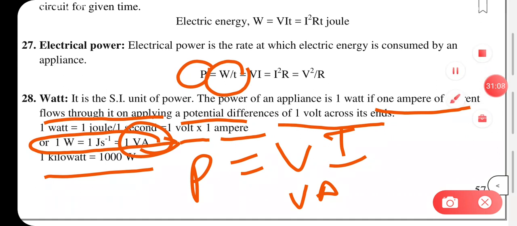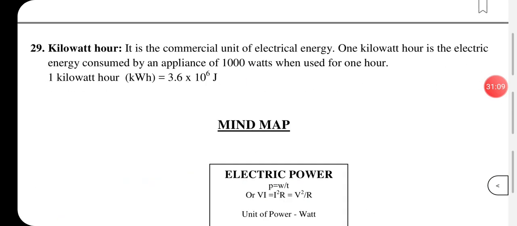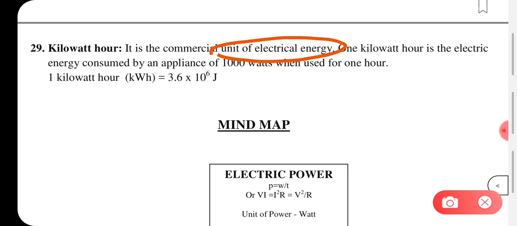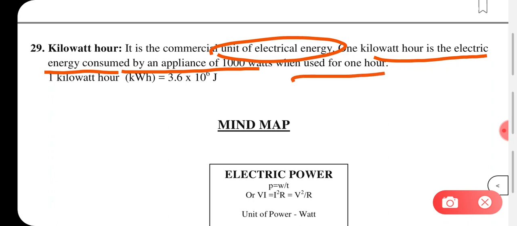Kilo is for 1000. And the last thing is kilowatt hour. What will be kilowatt hour? Kilowatt hour is a unit of electrical energy. 1 kilowatt hour is the electric energy consumed by an appliance of 1000 watt when it is used for 1 hour. So what is 1 kilowatt hour?